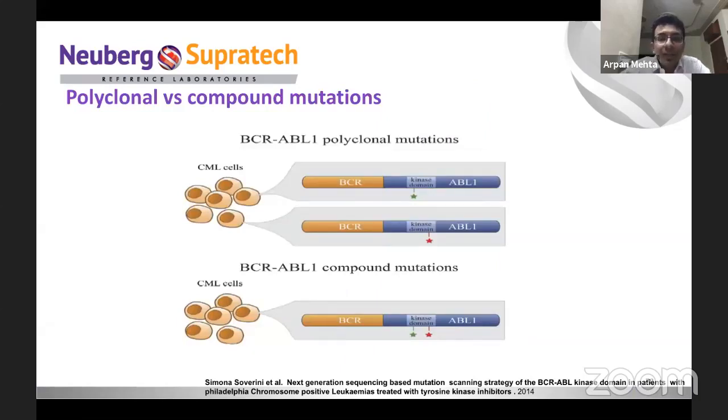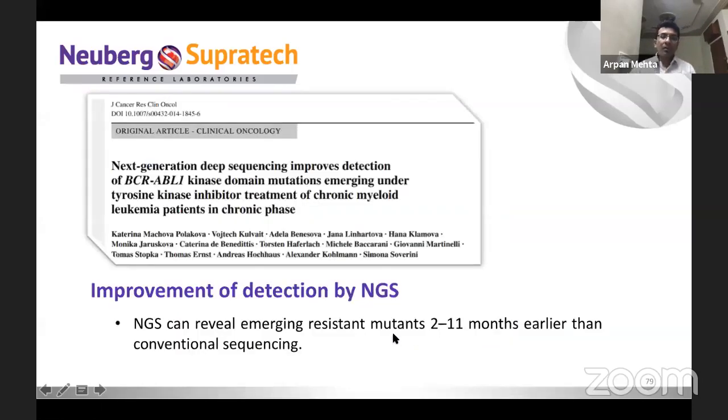So this is the figure showing polyclonal mutations. Here, the two different types of mutations are there, but they are in different alleles. And this is the same allele, so these are called compound mutations. Both the mutations are present on the same read. There are many publications now which clearly show that next generation sequencing is a lot better technique than Sanger sequencing because it can detect at very low sensitivities.